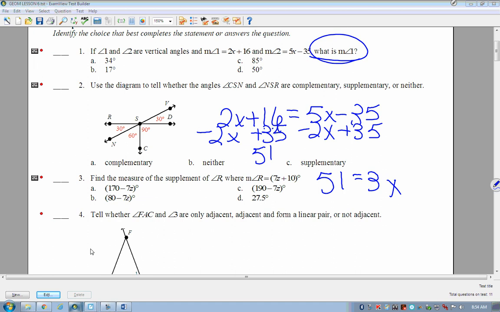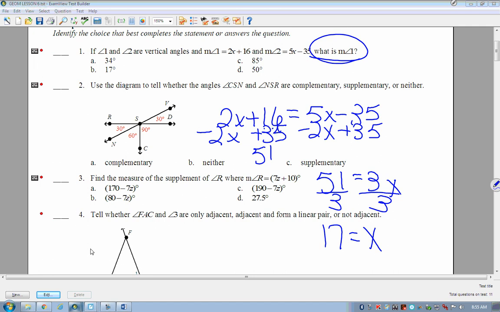What's your final step in there to solve for x? Divide by 3. 51 divided by 3, is that like 17? 17 equals x. Okay, so the biggest mistake that people make on tests is that they stop too early. They see, okay, 17 degrees, but that's not the question it was asked, right? They didn't ask what is x. They said what is angle 1? What do I have to do with 17?